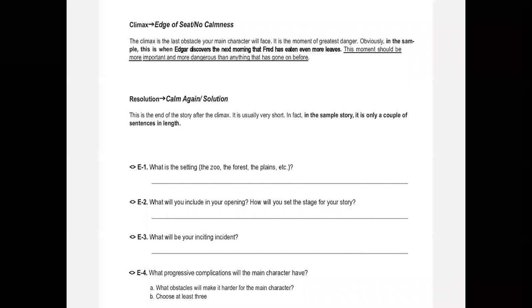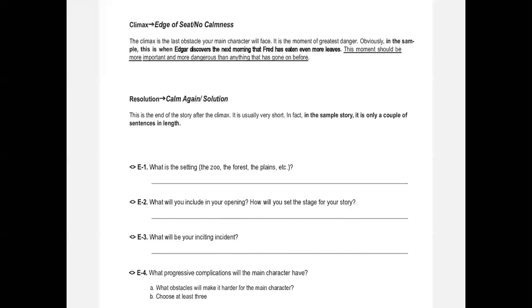And then the resolution, calm again, and a solution. This is the end of the story. In the sample story, it is only a couple of sentences in length. It is when, of course, Edgar decides that Fred might be good to have around after all. All right, so then they are going to put all of their elements into a note form before they outline their actual story.